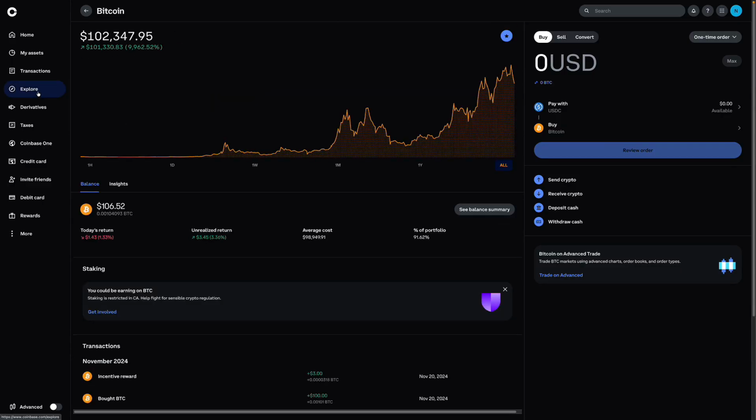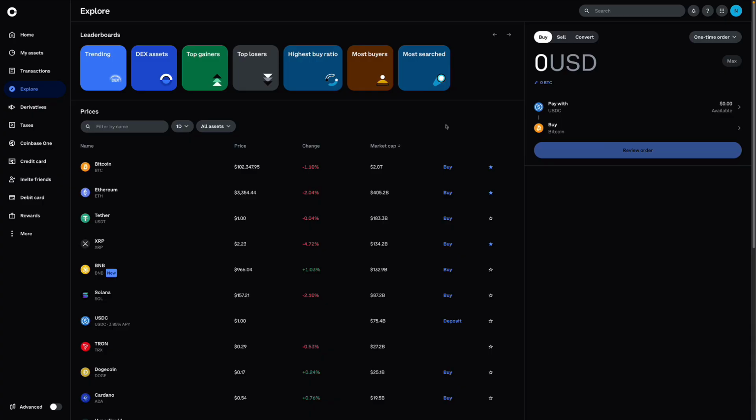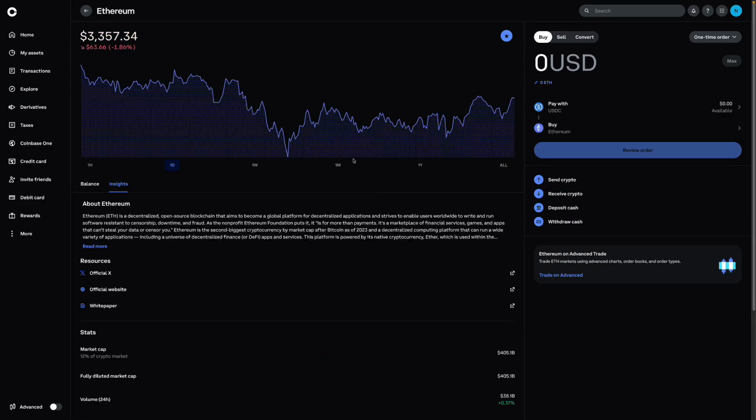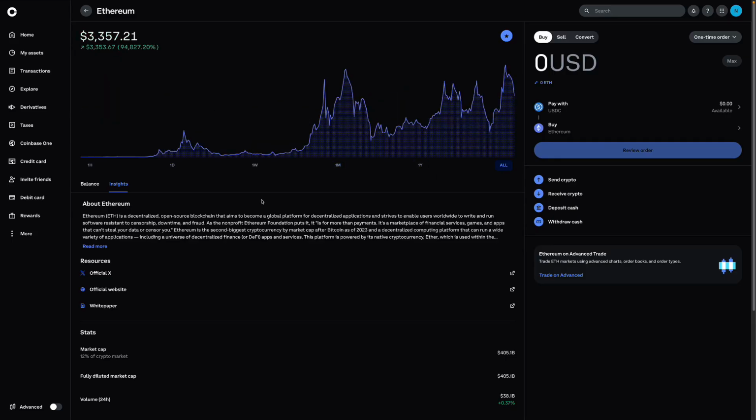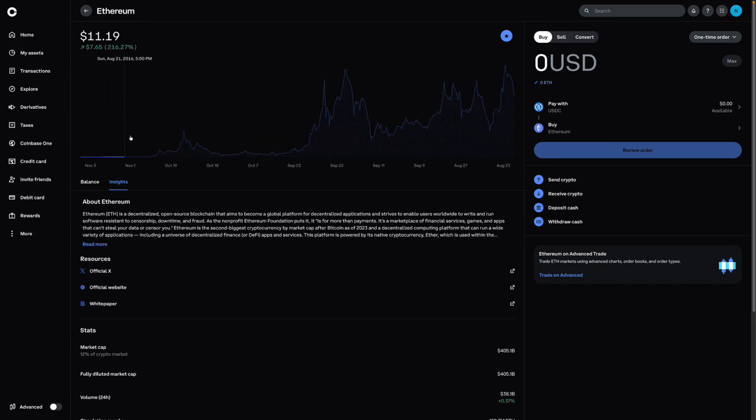Let's jump back onto this Explore tab right now. Now that we are back on the Explore tab, we can see Ethereum right here. Let's jump into that. We can see Ethereum is right here. And of course, we have all the information. We can see where the highs and lows were with Ethereum, and that's really nice to see.